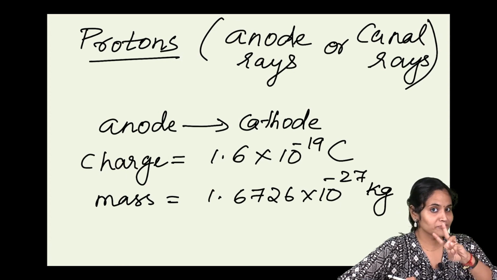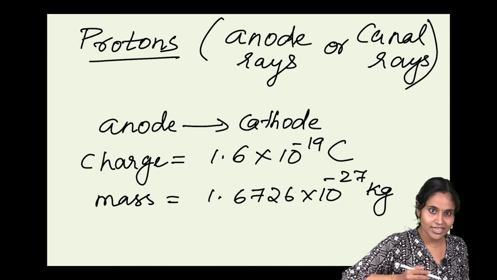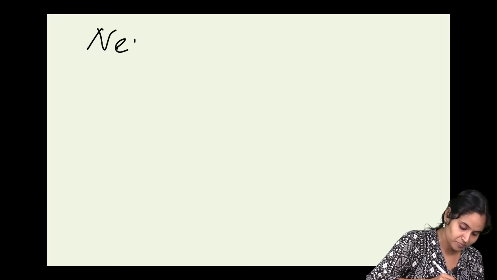Shall we move to the third one? What was the third subatomic particle? It was neutrons, correct? But the poor neutrons have no charge actually. Neutral particles present in atoms are neutrons.